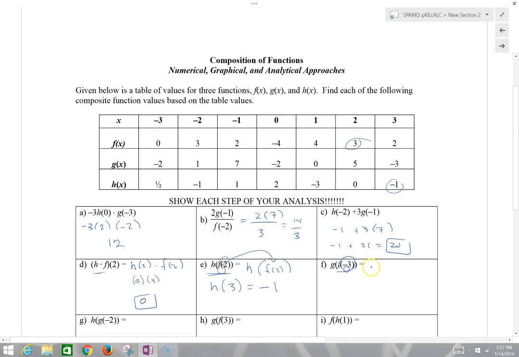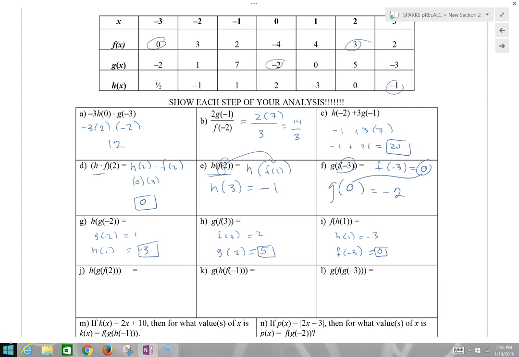Let's try that again. So we have to figure out what f of -3 is, and then we're going to plug this answer in to g. So f of -3 is 0. So we plug 0 into g, and g of 0 equals -2. You go ahead and try g, h, and I, and let's compare our answers. You may want to pause this right now. G is -3, H is 5, I is 0. I'm going to do J and then let you do K and L.